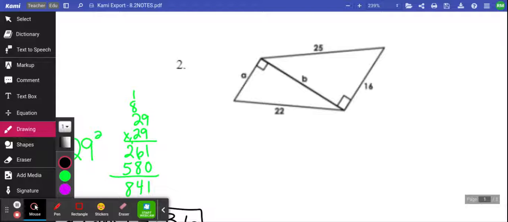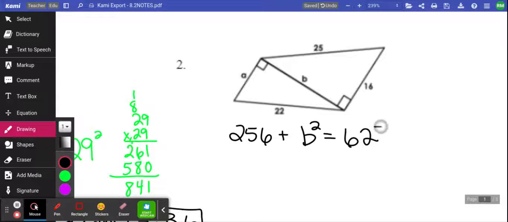Quickly. Which one are we going to figure out first? B, because there's two other sides. Go ahead and find B. So it should be 256 plus B squared equals 625. Just so we can be a little bit quicker about it.